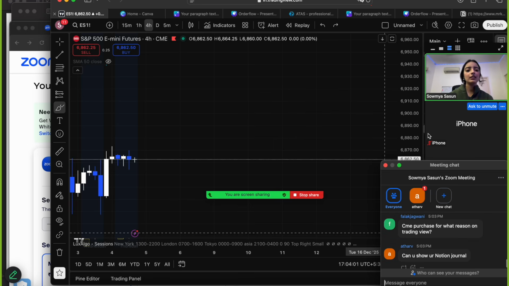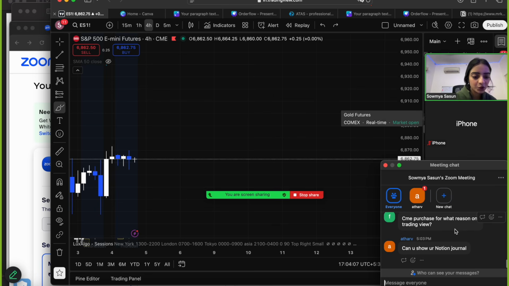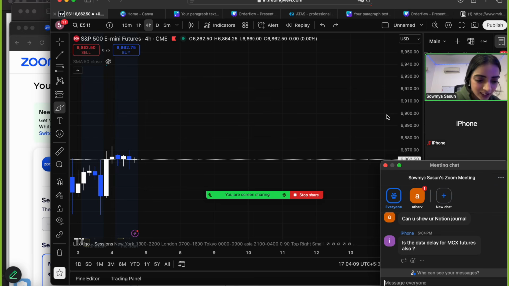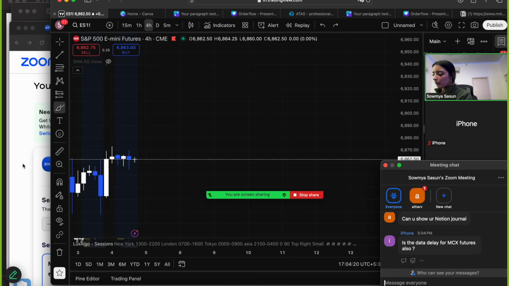Because I do my analysis and I like to draw my supply and demand zones on TradingView. Is the data delay for MCX futures as well? No, no, no. I don't think there's any data delay for MCX futures, but however, check it, but I don't think so. So yeah, let me now just, the last part of the meeting, I will just show you guys my footprint chart and connect the Artis software.